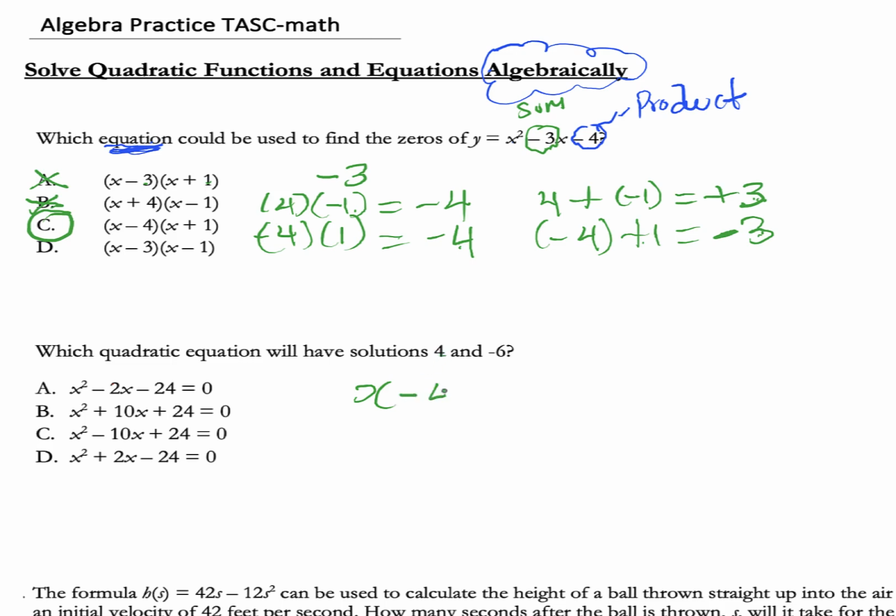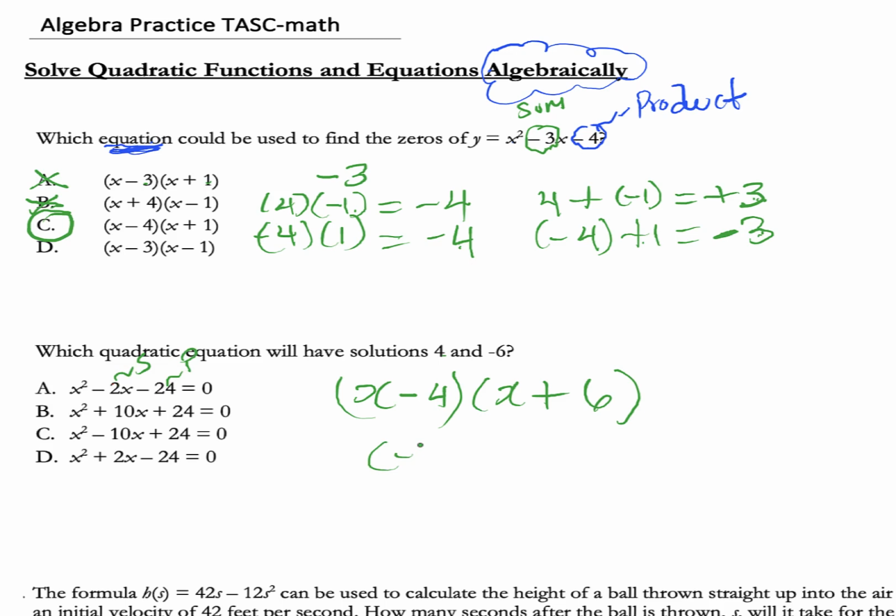So this is going to be x minus 4. And then I'm going to have x. Now I can't use minus 6, I'm going to have to use the opposite, so it'll be plus 6. Okay, so we're going to do something along the lines of what we did with our first question. So remember, this is our product and this is our sum.